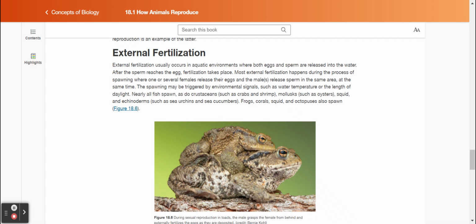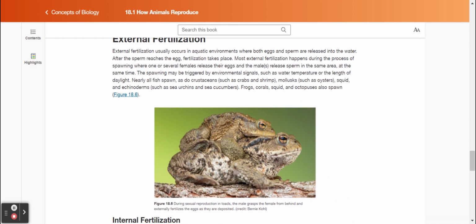External fertilization. External fertilization usually occurs in aquatic environments where both eggs and sperm are released into the water. After the sperm reaches the egg, fertilization takes place. Most external fertilization happens during the process of spawning, where one or several females release their eggs and the males release sperm in the same area at the same time.